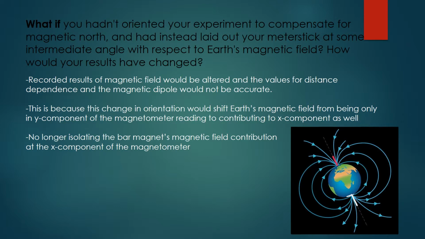As I mentioned before, we had to compensate for Earth's magnetic field in this experiment. We did this by making sure that our phones were on a parallel axis to Earth's magnetic field, making sure that Earth's magnetic field is only read in the y component of the magnetometer. If we chose to instead lay this experiment out at an angle, then that magnetic field would also be contributing in some way to the x component of the magnetometer reading. And this would really make it hard for us to isolate the bar magnet's magnetic field and do all our calculations. This would overall result in the distance dependence and the magnetic dipole moment being calculated incorrectly.